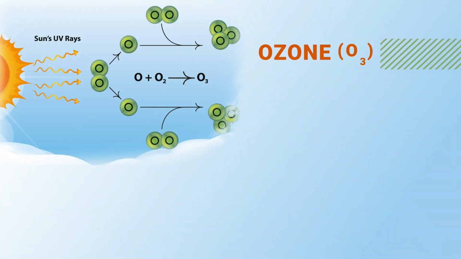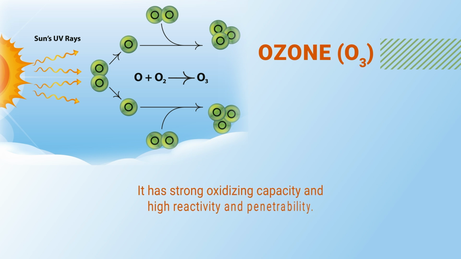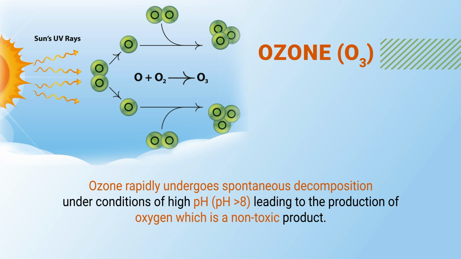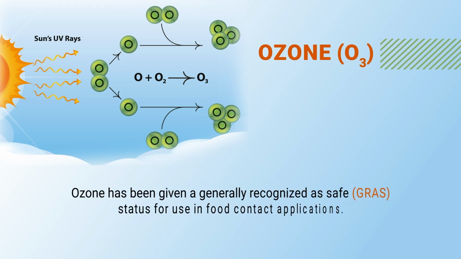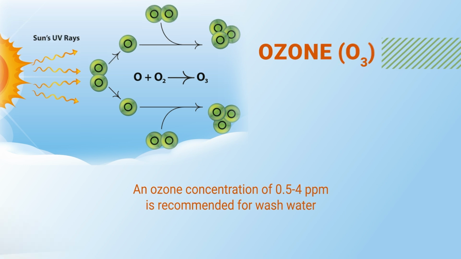A more eco-friendly or green solution is available in the form of ozonation of the water and then using it for wash purposes. Ozone rapidly undergoes spontaneous decomposition at high pH, leading to the production of oxygen, which is a non-toxic product, and that's how it is considered safe, a GRAS kind of chemical, suitable for the purpose of disinfection. Ozone concentration can be used from 0.5 to 4 ppm for washing purposes.